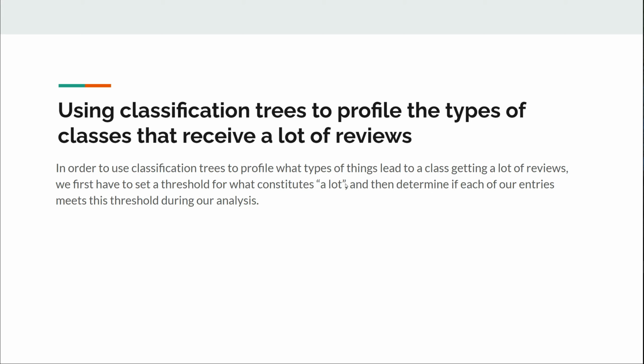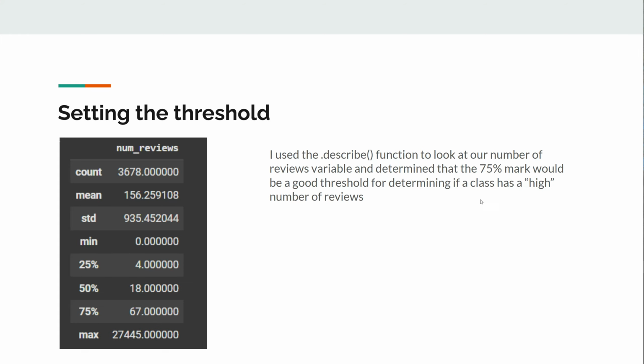All right, so we're going to talk about using classification trees to profile the types of classes that receive a lot of reviews. Since we have our reviews as a continuous variable, to start off, we needed a binary variable to do a classification tree. So we decided to set a threshold that determined what constituted having a lot of reviews. And this is how we do it.